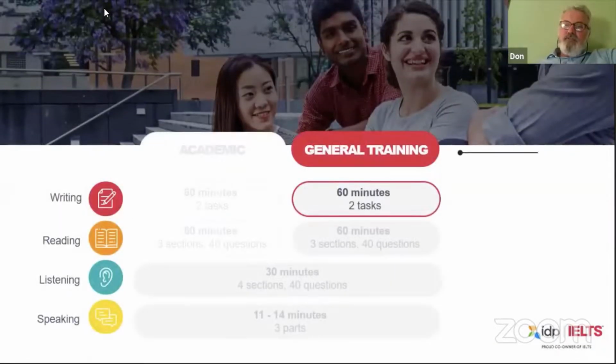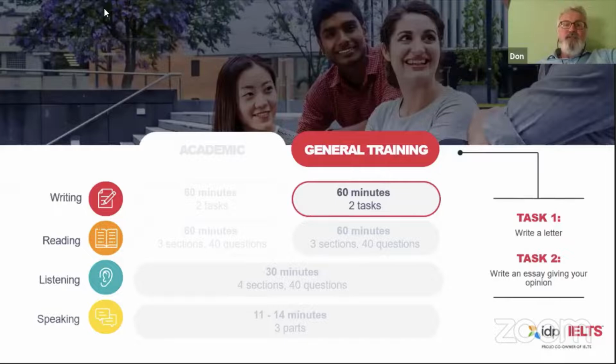The general training also has 2 tasks, and you have 60 minutes to do them. But the first task is very different. It is writing a letter. Now, some people think, well, this is an easier task, but it's not. It's an easier task for some people, but maybe it's a more difficult task for other people.